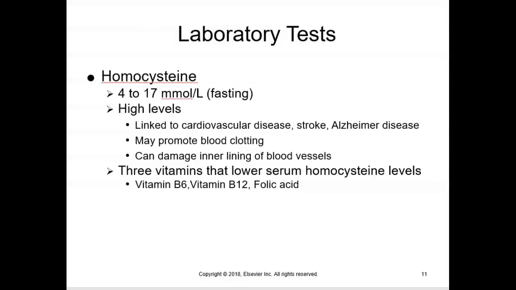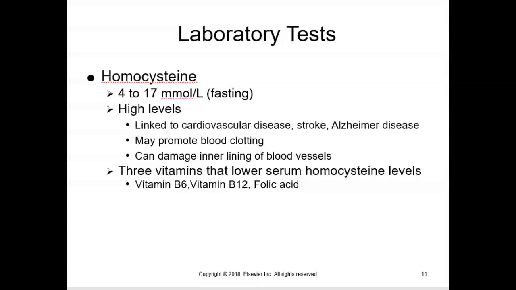Reference values for homocysteine are 4 to 17. Homocysteine is a byproduct of protein and is found in eggs, beef, chicken, and cheddar cheese. A high level of homocysteine has been linked to cardiovascular disease, stroke, and Alzheimer's disease.